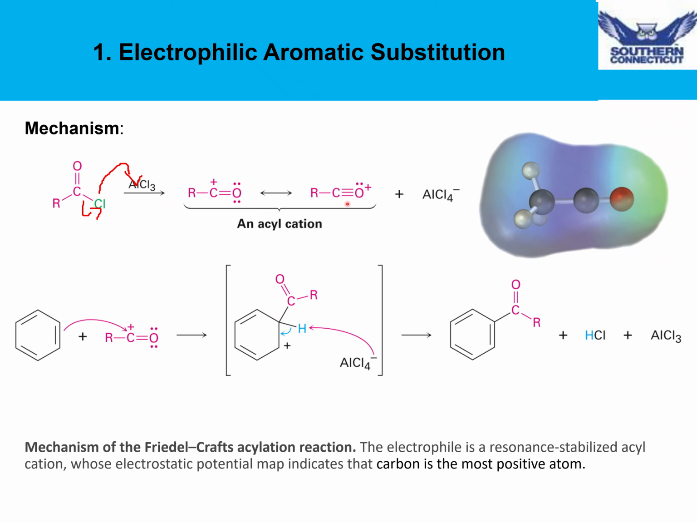Either of these 2 resonance forms is electrophilic at the carbon, which would be attacked by benzene, adding the ketone. Then a base, such as aluminum tetrachloride or Cl minus, will remove this hydrogen and reform the double bond, and therefore reform the aromatic ring.